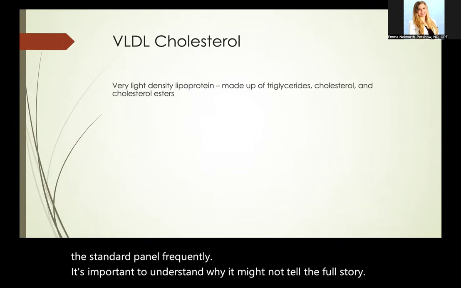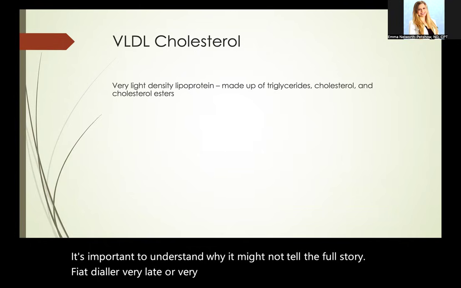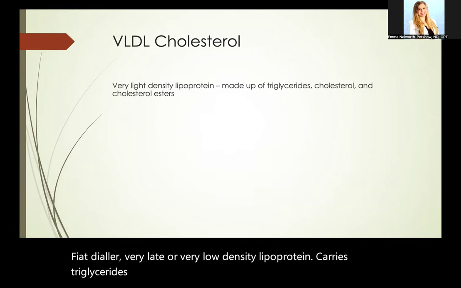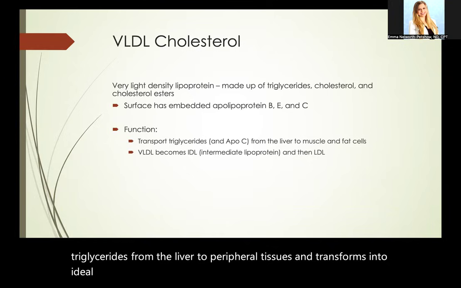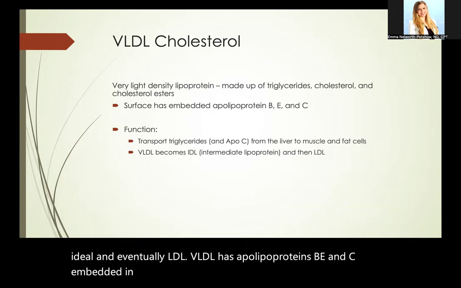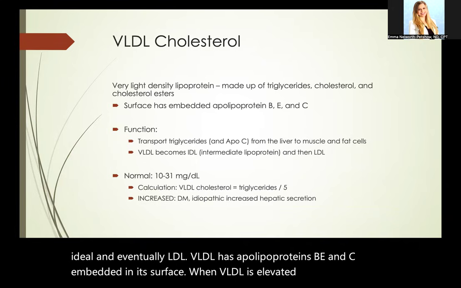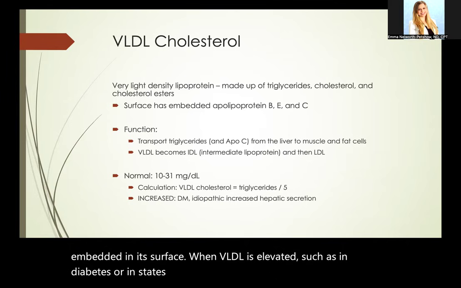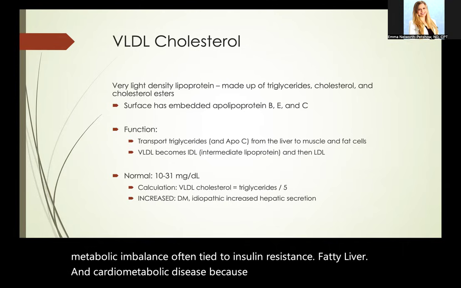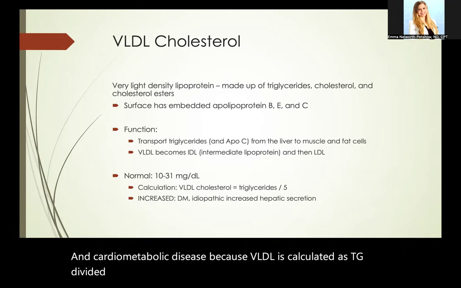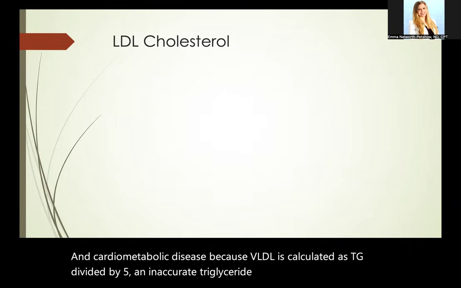VLDL is very low density lipoprotein. It carries triglycerides from the liver to peripheral tissues and transforms into IDL and eventually LDL. VLDL has apolipoproteins B, E, and C embedded in its surface. When VLDL is elevated, such as in diabetes or in states of hepatic overproduction, it does reflect a metabolic imbalance, often tied to insulin resistance, fatty liver, and cardiometabolic disease. Because VLDL is calculated as TG divided by 5, an inaccurate triglyceride value will skew VLDL pretty significantly.